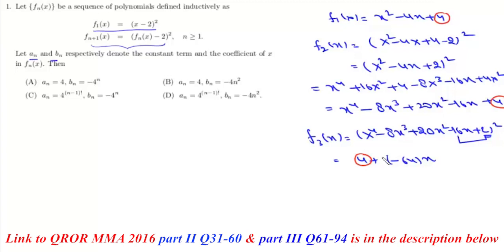And what about the coefficient of x? Coefficient of x for f1(x) is minus 4, here it is minus 16, here it is minus 64. That means the constant term here is 4 and the coefficient of x will be minus 4 to the power n, and that's your option number A. And actually I have solved this question previously in one of my previous videos. We have done that question using the principle of mathematical induction. I'll provide the link to the proper solution to this question in the description below.